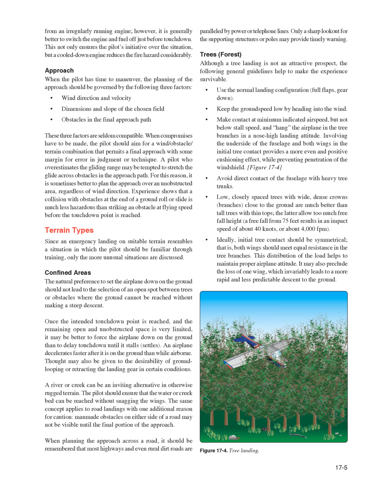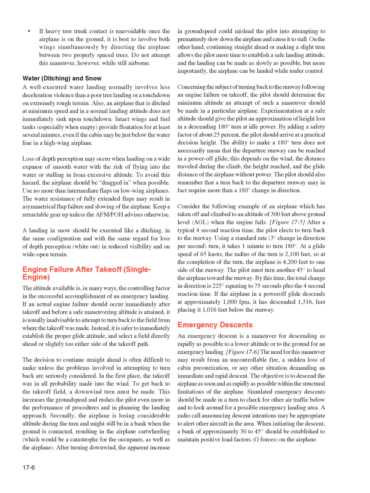Ideally, initial tree contact should be symmetrical, that is, both wings should meet equal resistance in the tree branches. This distribution of the load helps to maintain proper airplane attitude. It may also preclude the loss of one wing, which invariably leads to a more rapid and less predictable descent to the ground. If heavy tree trunk contact is unavoidable once the airplane is on the ground, it is best to involve both wings simultaneously by directing the airplane between two properly spaced trees. Do not attempt this maneuver, however, while still airborne.